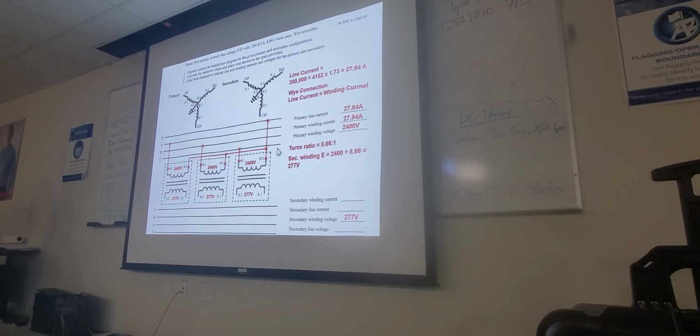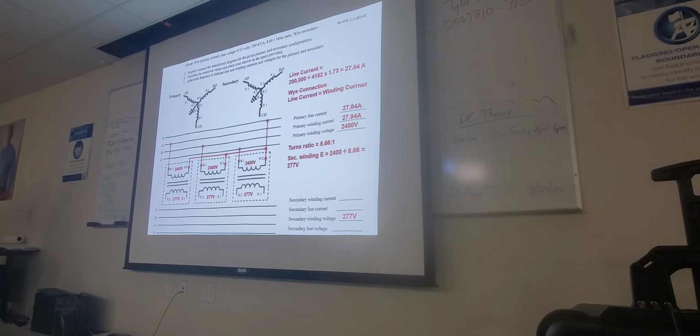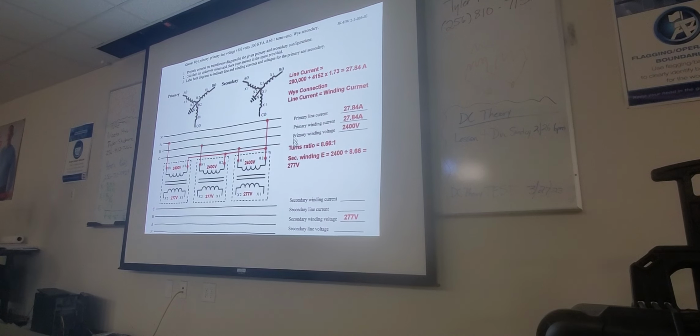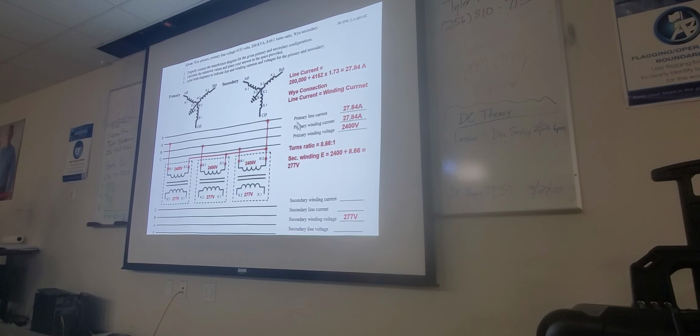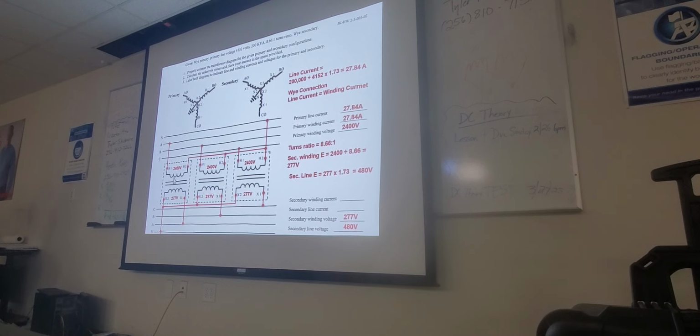What will our secondary line voltage be? E1 times 1.73. I'm just looking at the Y. That's right. You should be able to just know that. Well, I know y'all have seen panels that have 277 and something else in it. What's the something else? 480. Same hookup as the primary.